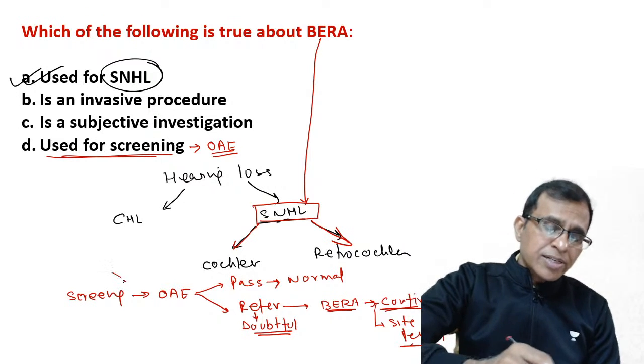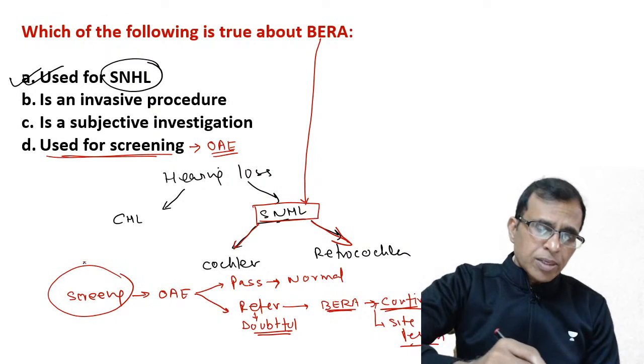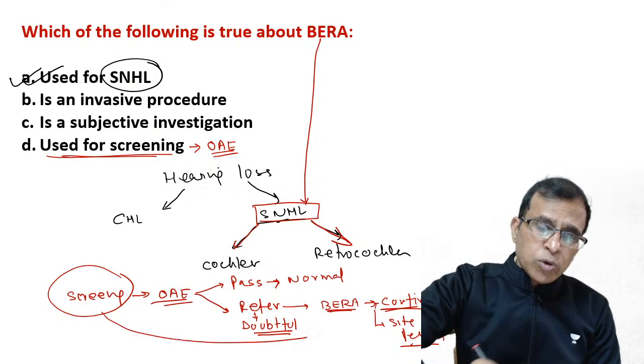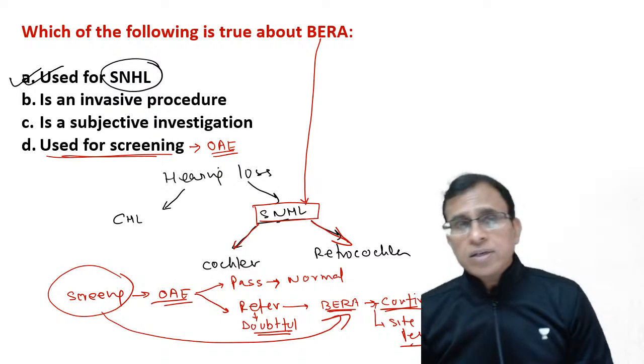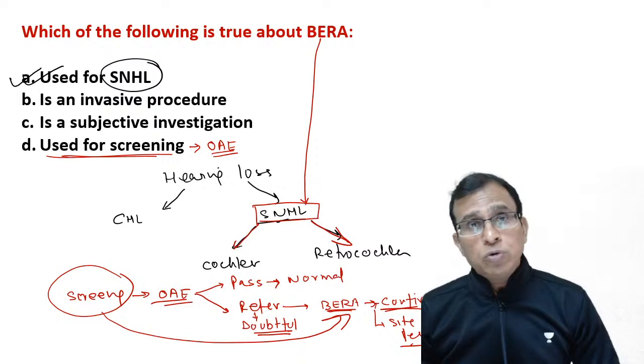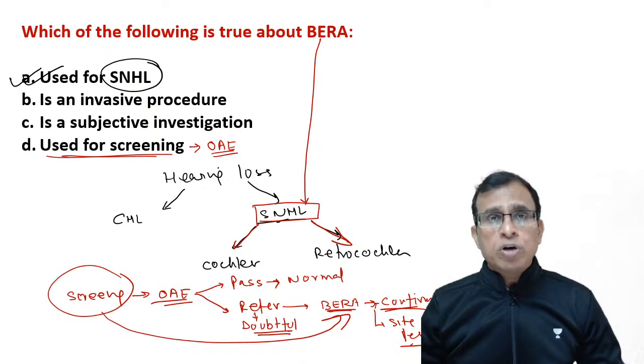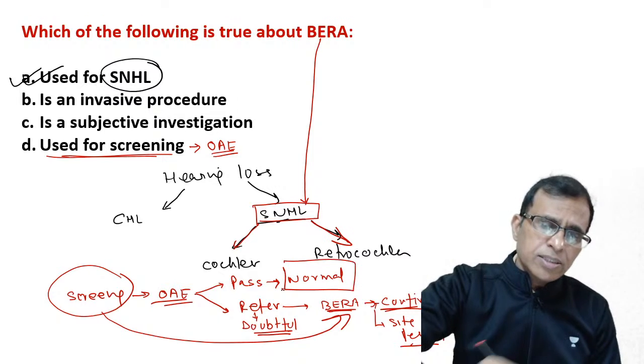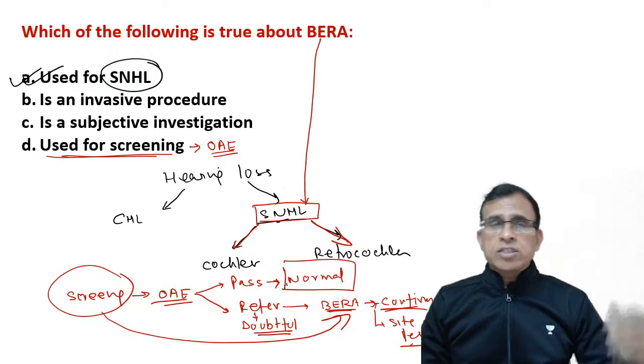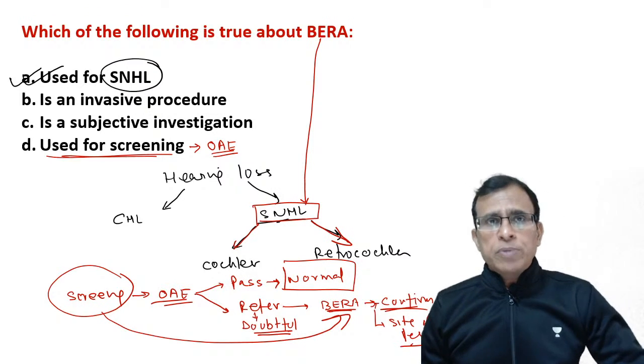So it was screening. We had done this for screening also, but it's not the first thing. Only if OAE refers, then we do BERA. Otherwise, most of the children who are born are normal. We all know, isn't it? Screening is done for what? Screening is done for a suspected normal population.